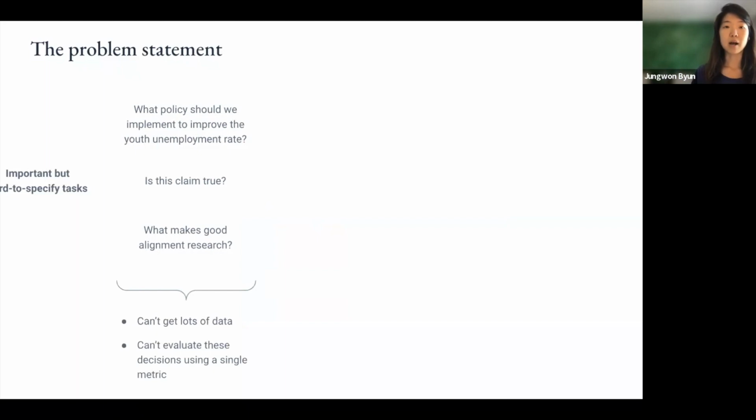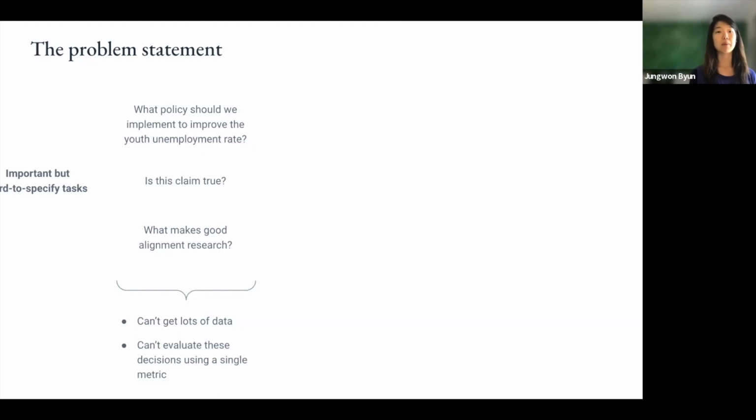What these tasks have in common is that you can't really get a lot of data on these tasks, right? There isn't a database out there of 100,000 policies and how they went, or thousands and thousands of examples of alignment research projects and how good they were. Part of that is because these tasks are inherently very complex. You can't really evaluate them using a single metric or just based on their outcomes, right?